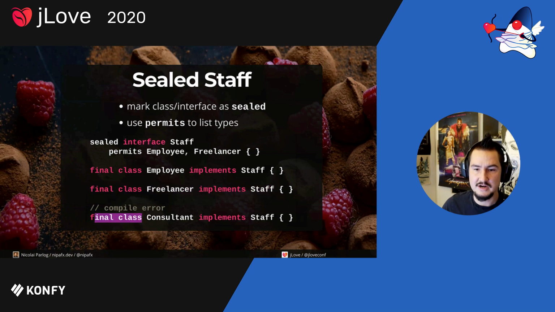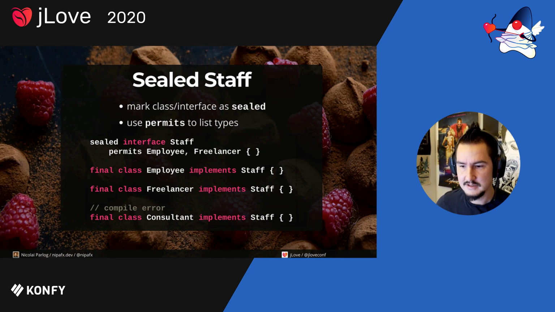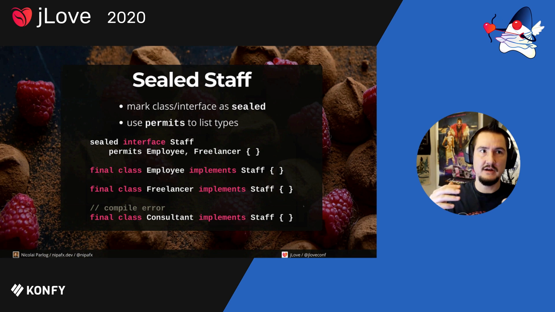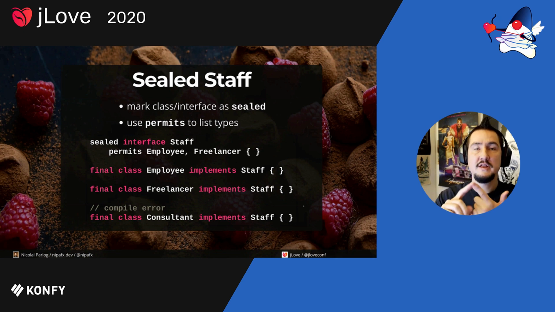If you try to have a Consultant that implements Staff, you get a compiler error. Somewhere up here or down here, I forgot where, but somewhere you get a compiler error. Actually, down here, definitely. So you do get a compiler error when you try to add an additional implementation. You just can't. And that means you can rely on that there will be no other implementations because the compiler won't permit them. But you also know that all the implementations that exist are known to the compiler.